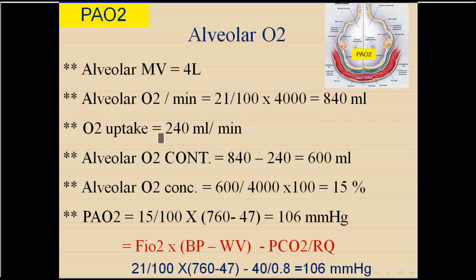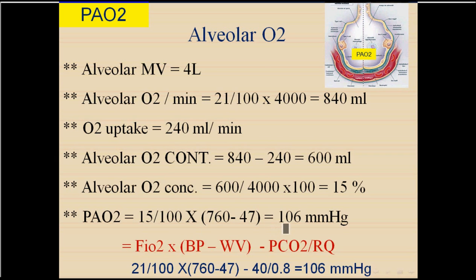What about the oxygen uptake? It is 240 ml, which is utilized by the body per minute. So the remaining part will be 600. 600 over 4 liters will form 15%. So in the alveoli, the oxygen will form 15%, not 21%. And the 6% will be that for carbon dioxide, or will be replaced. This is the oxygen consumed and replaced by carbon dioxide.